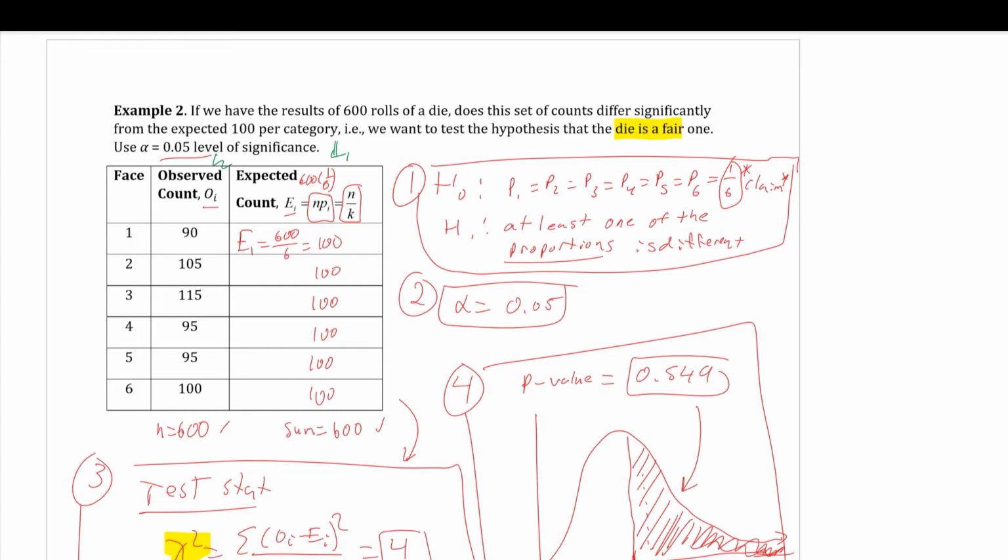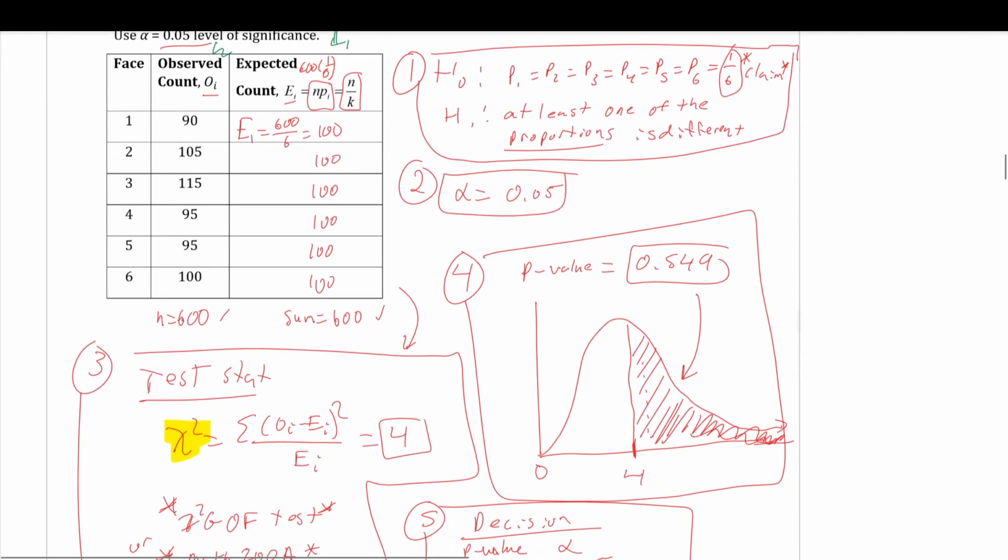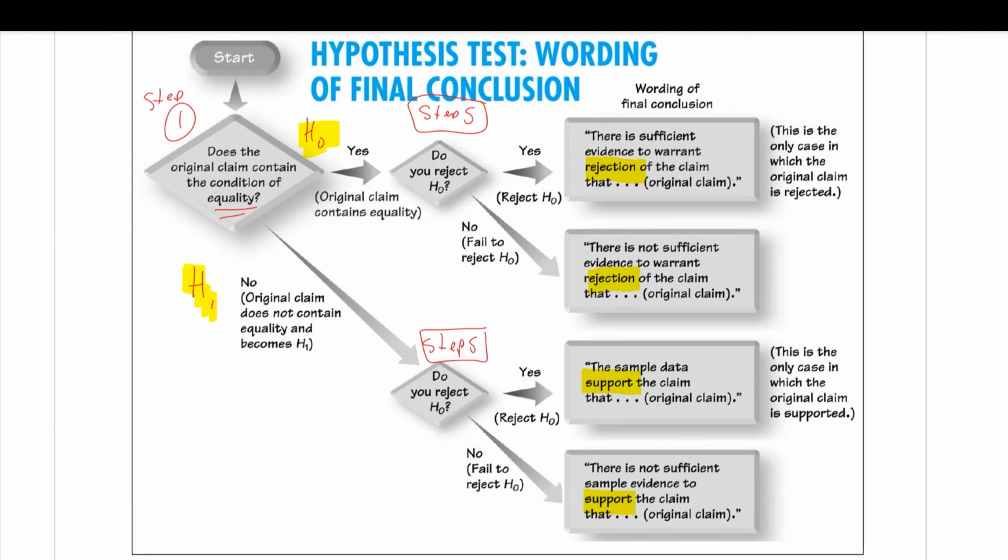Let's go to that flow chart to get the precise wording. Okay, so the null hypothesis was the claim, so we go in this direction. Were we able to reject the null hypothesis? No. Okay, so the wording here is, there is not sufficient evidence to warrant rejection of the claim that, and I believe the claim was that the die is a fair one. Okay, let's go ahead and write that.